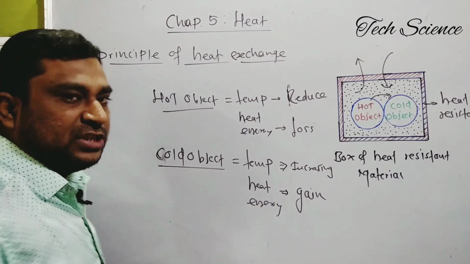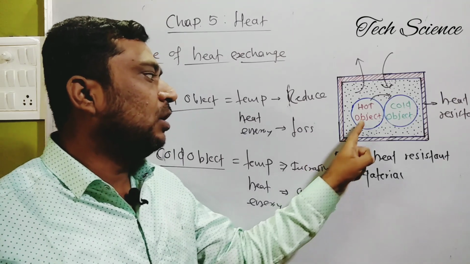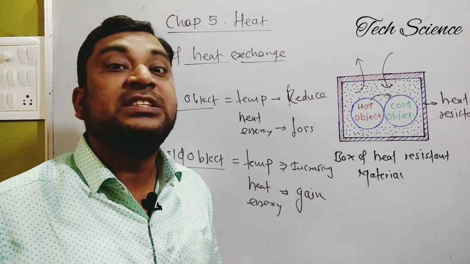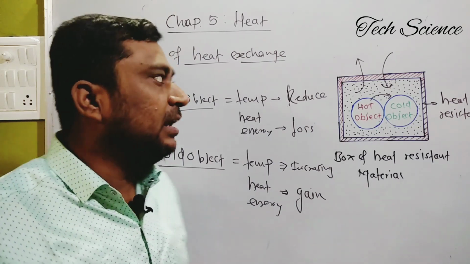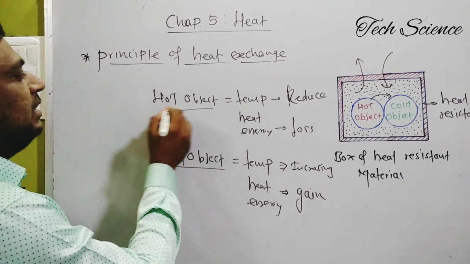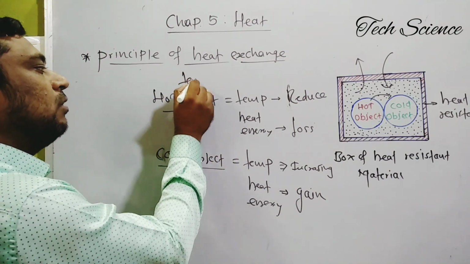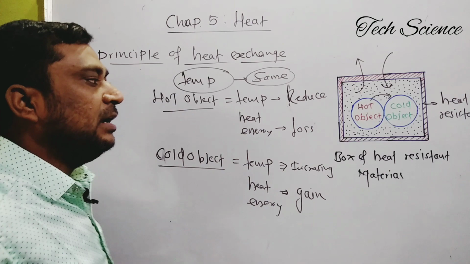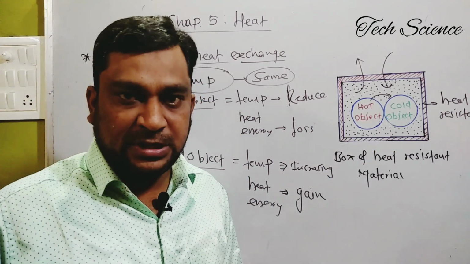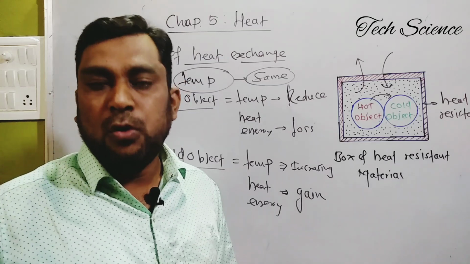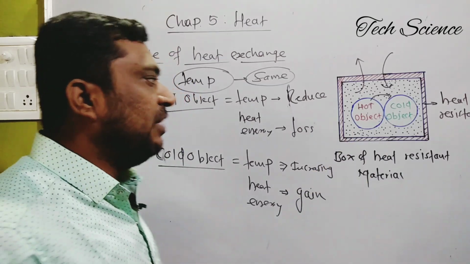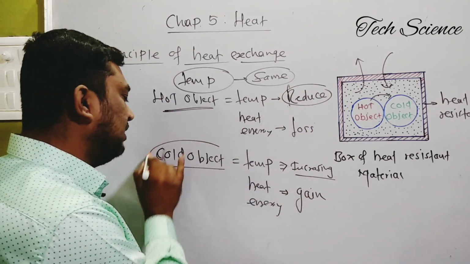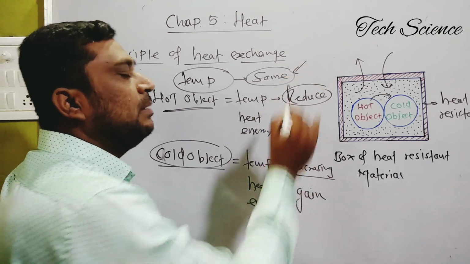Now observe what happened here. The question is: the hot object loses heat energy and the cold object gains the energy, up to how much extent? How long will this continue? Till the temperature of both objects is the same, meaning the heat energy absorbed by the cold object is equal to the heat energy lost by the hot object. The temperature of the hot object goes on reducing and the temperature of the cold object goes on increasing till both have the same temperature.